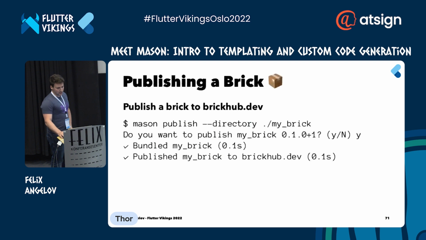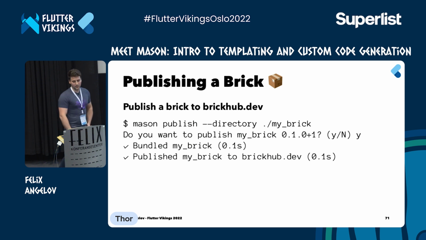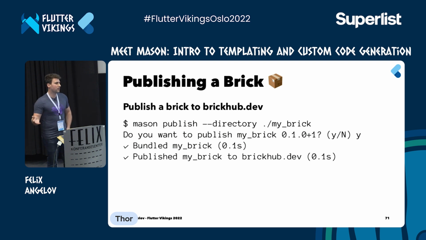And just like with Dart and publishing packages to pub.dev, you can just do mason publish. It will by default publish whatever's in your current directory, but you can also pass it a path to a custom directory. Then you'll get prompted, are you sure? Because once you've published something, you can't undo. So just keep that in mind.